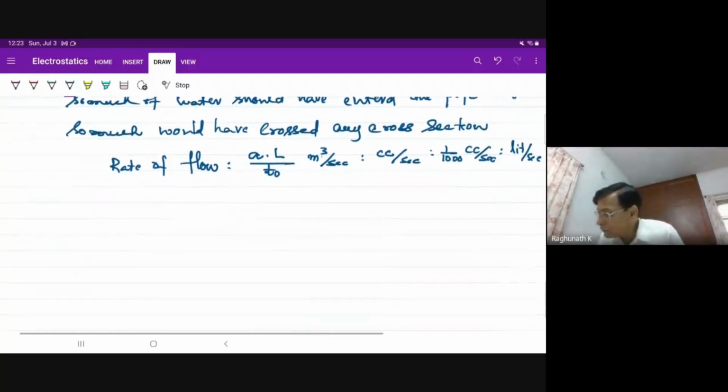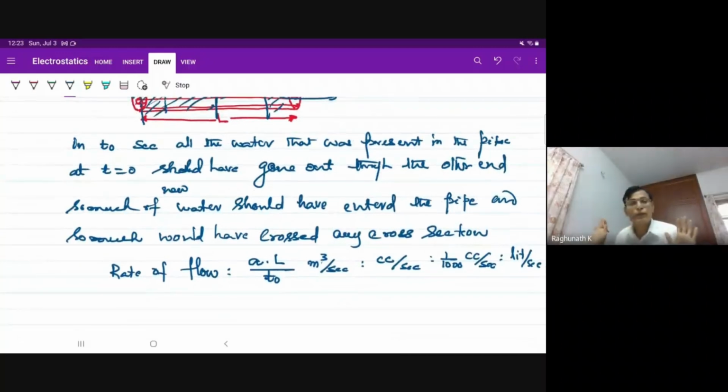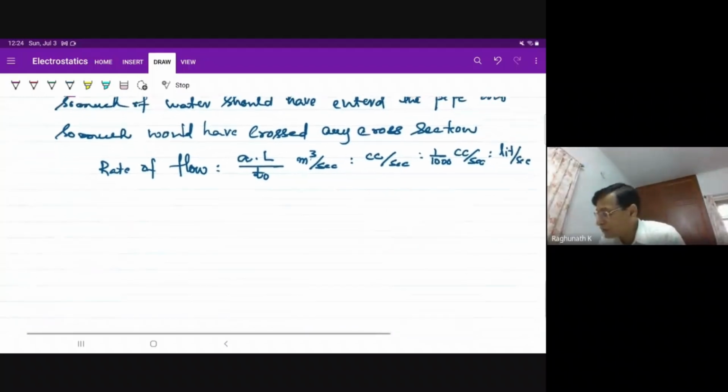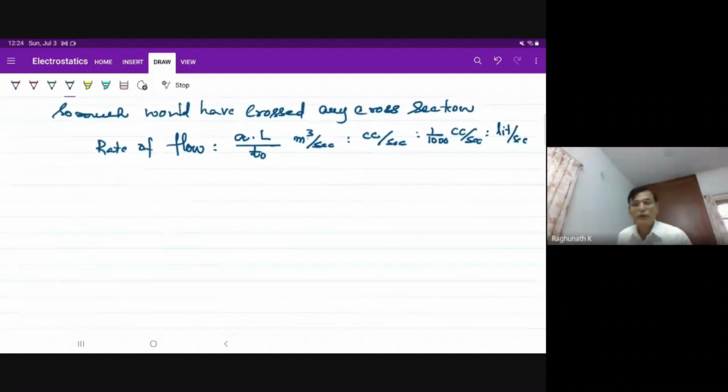Now, is it clear? I created a potential difference. There is current flowing through a conductor. Important for us to understand again.